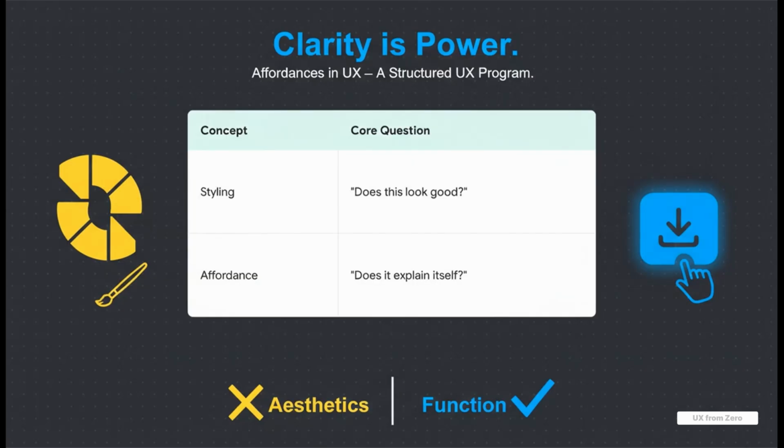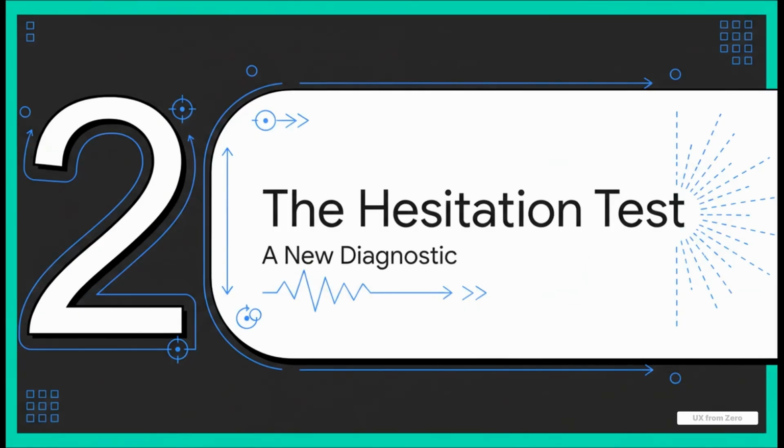And it all boils down to the difference between two questions. Styling asks, does this look good? It's all about aesthetics. But affordance asks a way more important question. Does this thing explain itself? Because let's be real, you can have the most beautiful button in the world, but if nobody knows it's a button, it's failed. So, how can we spot this problem in the real world?